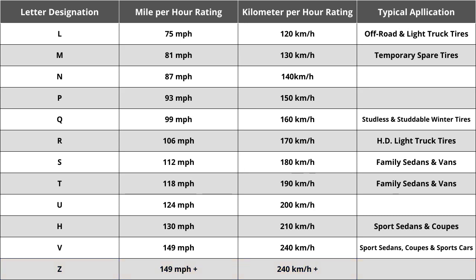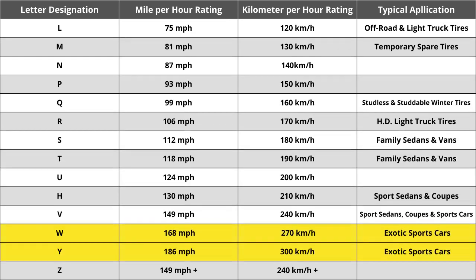While Z-speed rated tires are capable of speeds in excess of 149 miles per hour, how far above 149 miles per hour was not identified. That ultimately caused the automotive industry to add W and Y speed ratings to identify the tires that meet the needs of vehicles that have extremely high top speed capabilities. So the speed rating of T in the case of this tire means that this tire is rated for speeds of 118 miles per hour or 190 kilometers per hour.